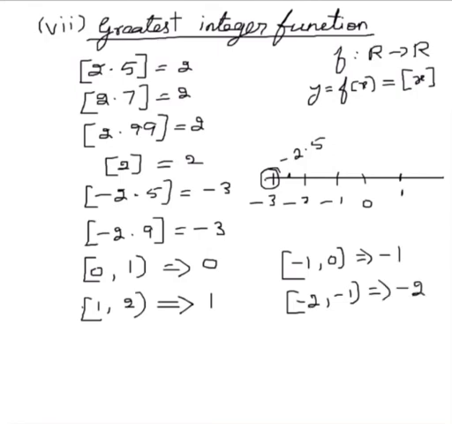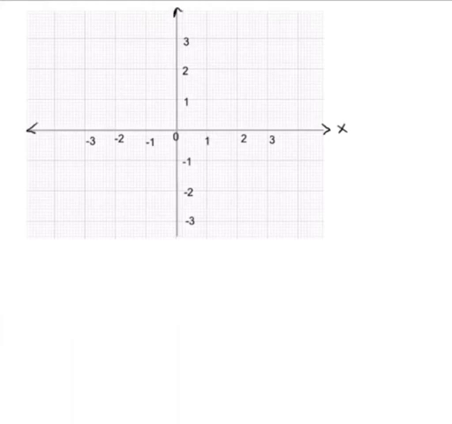Let us draw the graph of this function. X-axis, Y-axis. For all real values between 0 and 1, the answer is 0. But for 1, the answer is 1. So we have to draw a bubble at 1. For 1, the answer is here 1. And for all real values between 1 and 2, the answer is 1. And for 2, the answer is 2. And for 3, the answer is 3.